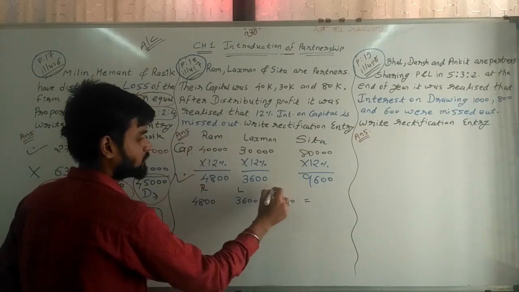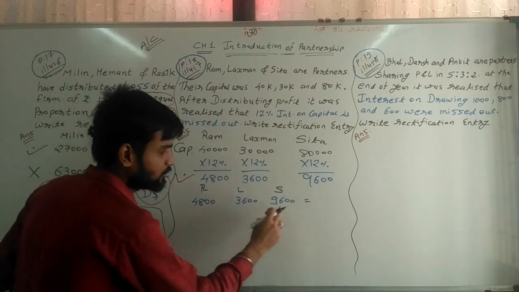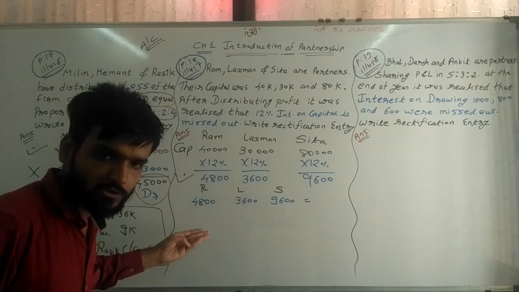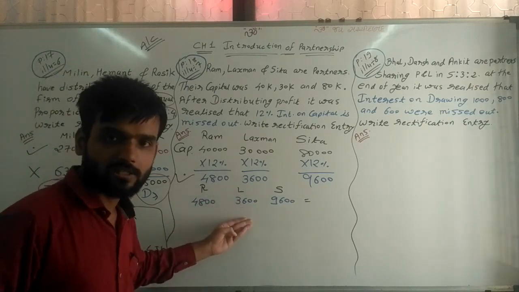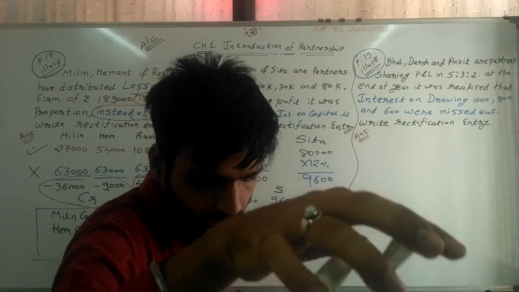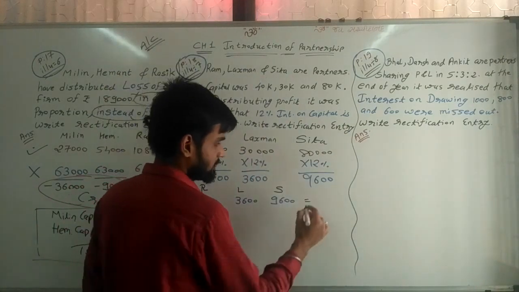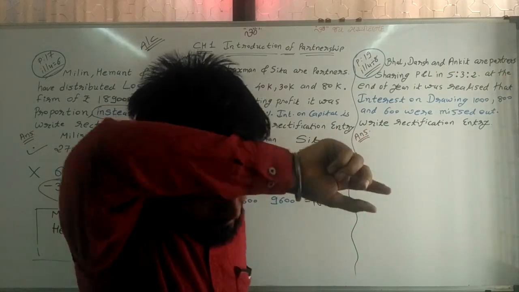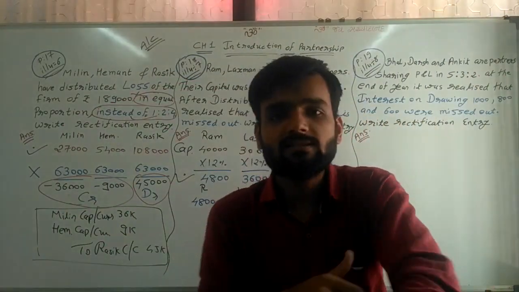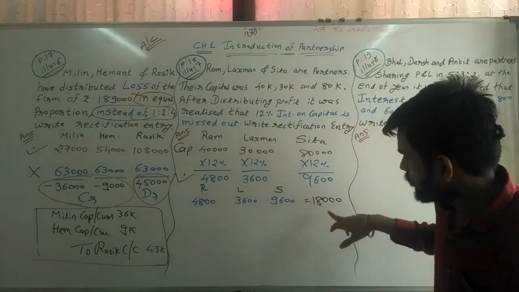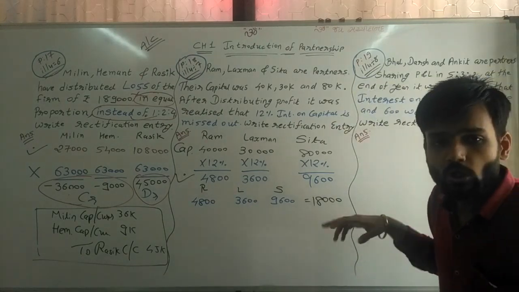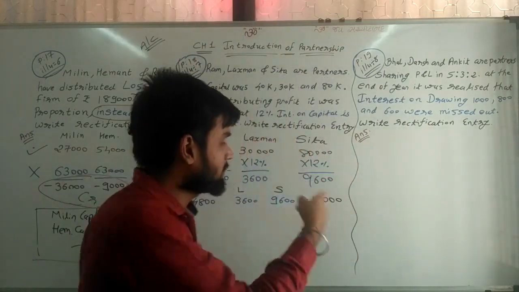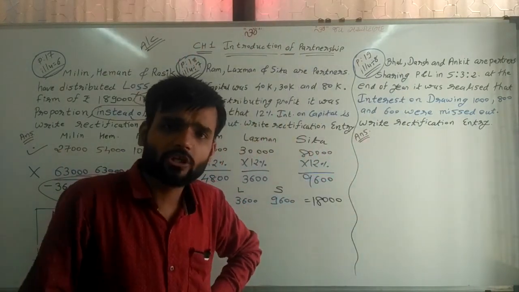Now make the total of these three, for Ram, Lakshman and Sita. Make the total: 4,800 plus 3,600 plus 9,600. Answer is 18,000. Now what is the wrong calculation? Sir, we have distributed the profit without giving this interest effect. We have distributed the profit.